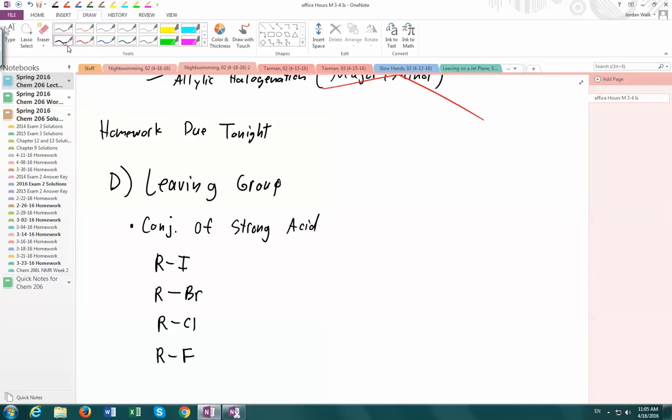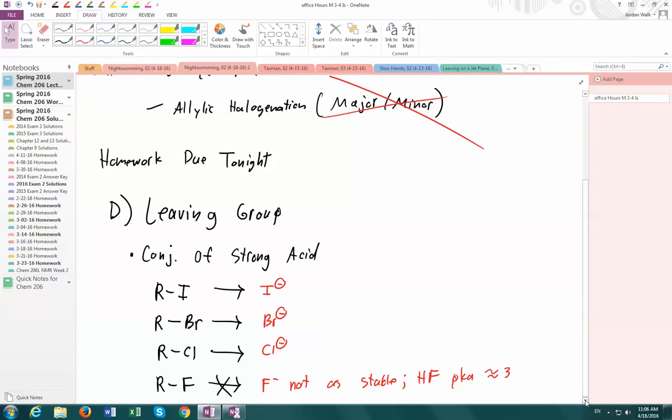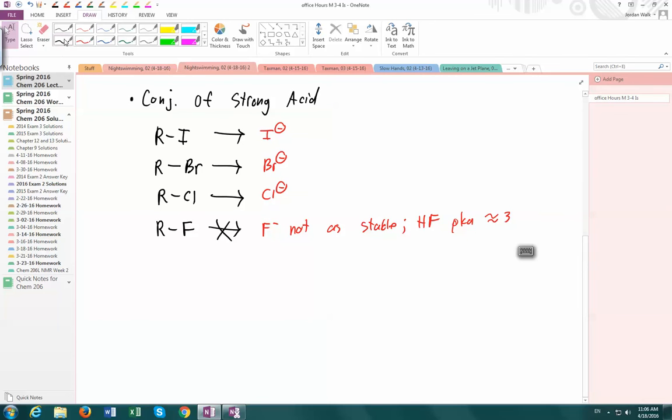What about fluorine? No. What we find is that fluorine is actually not a good leaving group, and ultimately it again comes down to stability. We know I minus is stable, Br minus is stable, Cl minus is stable, but F minus is not as stable. That's because HF has a pKa of, I forget, around 3 or so, but it's a weak acid. So clearly F minus is not the conjugate of a strong acid, and that's why we never use alkyl fluorides as good electrophiles in SN2 or SN1 reactions. Okay, so that's good.